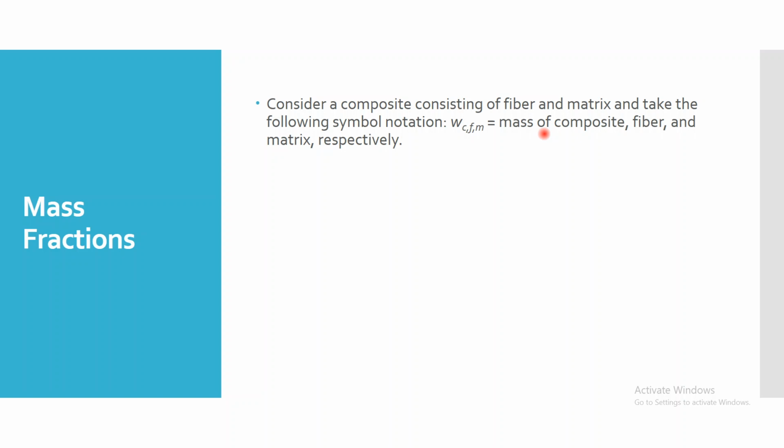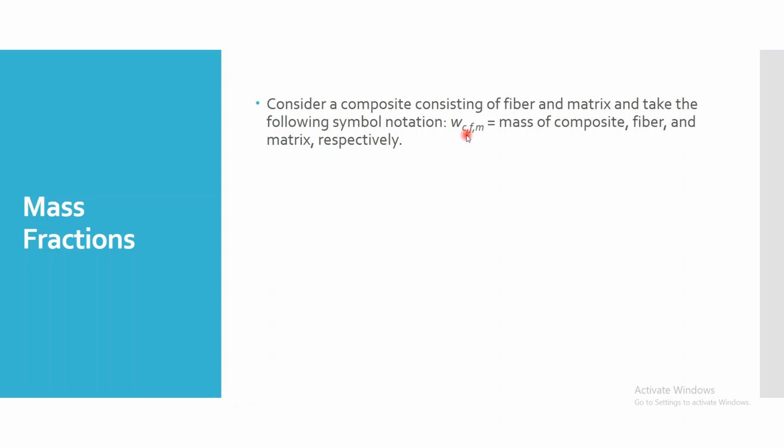I'm going to consider the composite, which is made up of fiber and matrix, and we'll go through these notations. You should not confuse these notations with the basic notations that you adopted in the previous fluid mechanics problems. Mass is denoted with the letter W. It's not weight, as in the previous notation that you observed. So W refers to mass only.